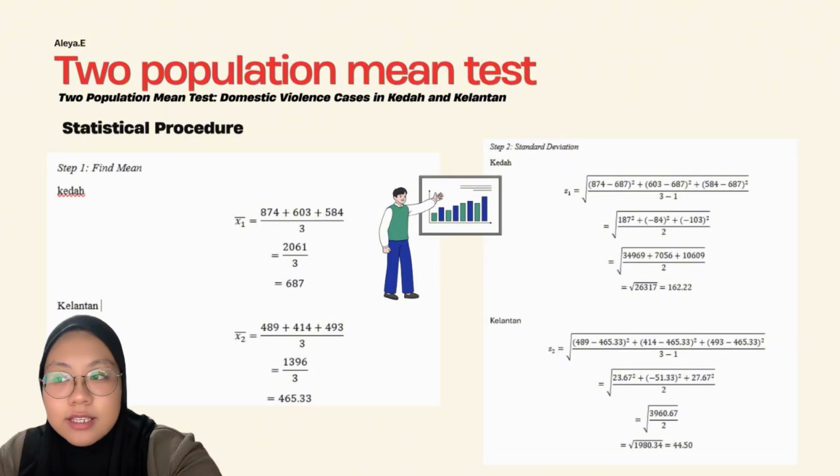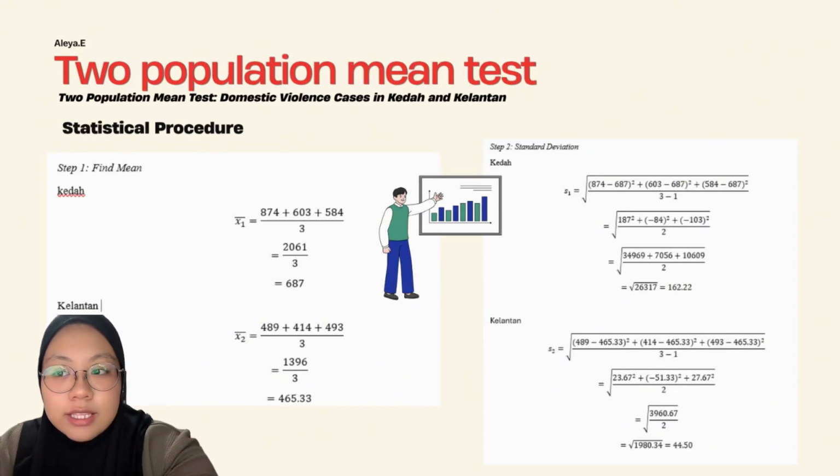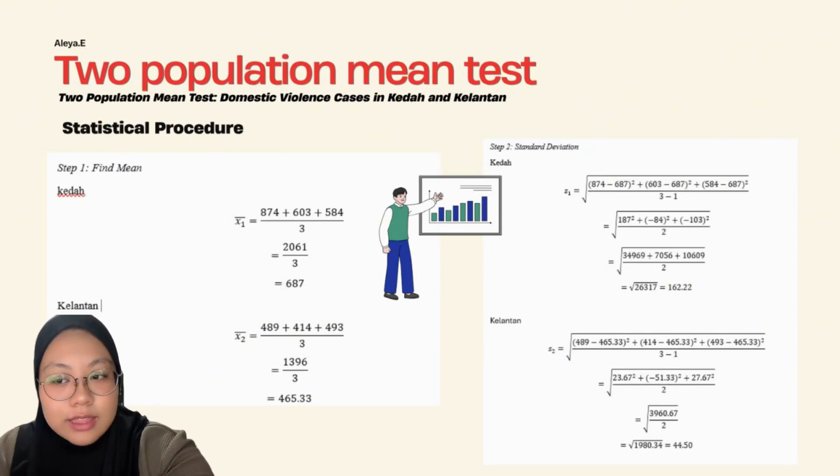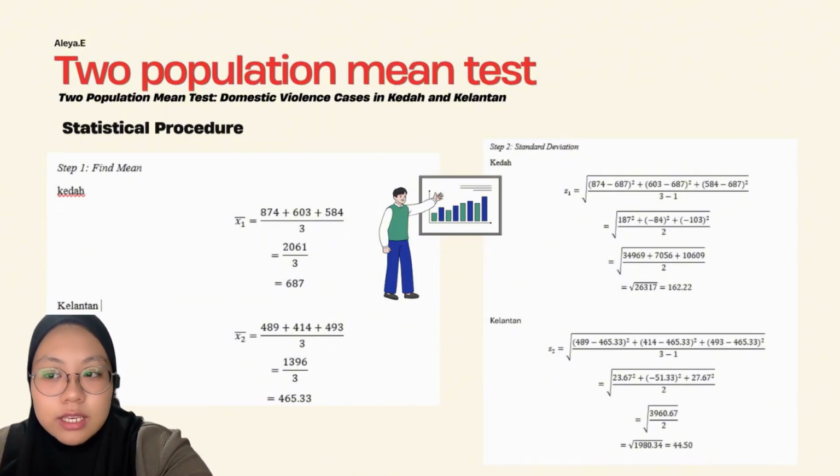Next is statistical procedure. First, the mean number of domestic violence cases was calculated for each state. The mean for Kedah is 687 cases, while Kelantan is 465.33 cases. Next, the standard deviation for both states was calculated. These values were then substituted into the independent sample t-test formula to obtain the test statistic.